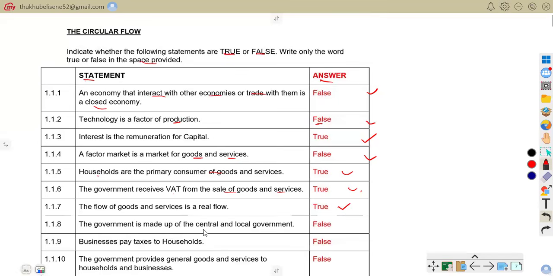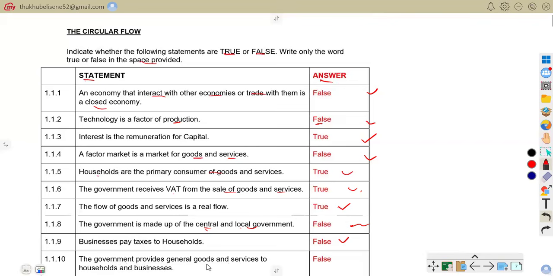The government is made up of central and local government. That is false, because government includes national, provincial, and local levels, not central and local government only. Businesses pay tax to households. That is false. Businesses pay tax to government, not households.